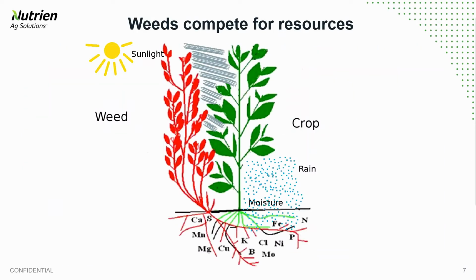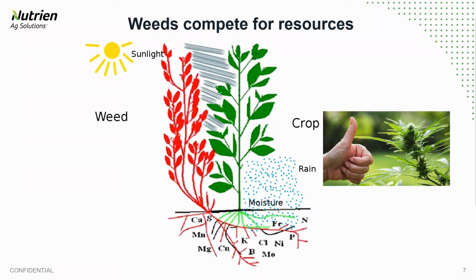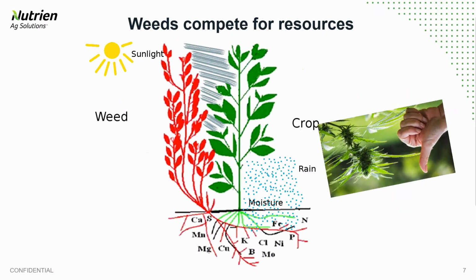Weeds in a crop are competitors with the crop for sunlight, water, nutrients, and space. And just as every insect or disease will affect the crop differently, no two weed species will affect the crop the same. All weeds compete with the crop, reducing crop growth and yield. Just remember, there is no such thing as a good weed.